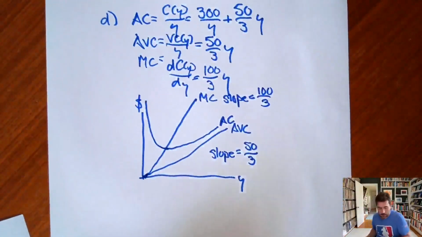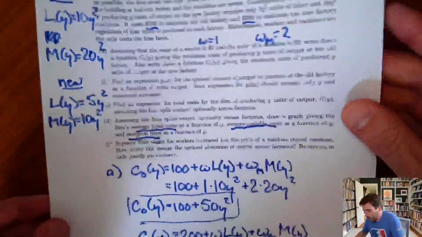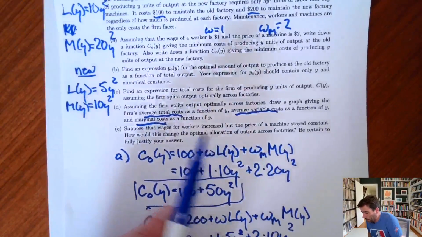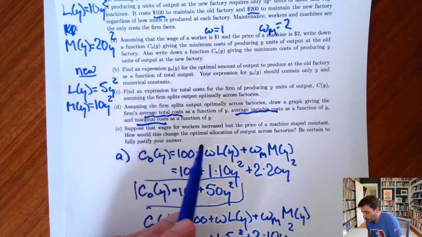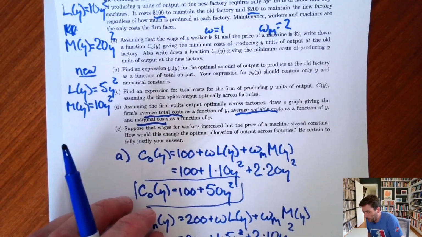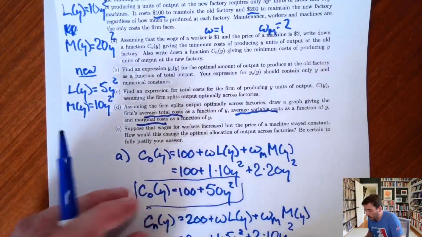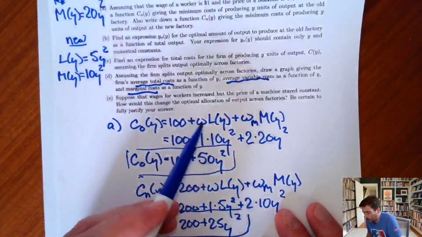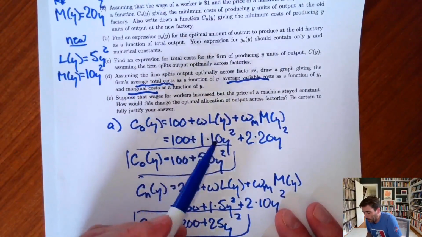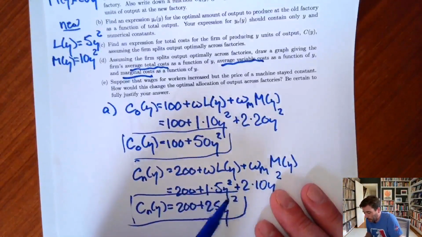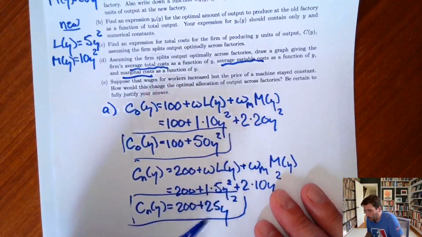All right, let's move on to the final part here, part E. Suppose the wages for workers increased, but the price of a machine stayed constant. How would this change the optimal allocation of output across factories? Be certain to fully justify your answer. All right, so let's think about what this is going to do, right? If I go back to my original part A, that's where wages were coming in. So wages impacted this 10y squared right here, and they impacted this 5y squared right here, all right?